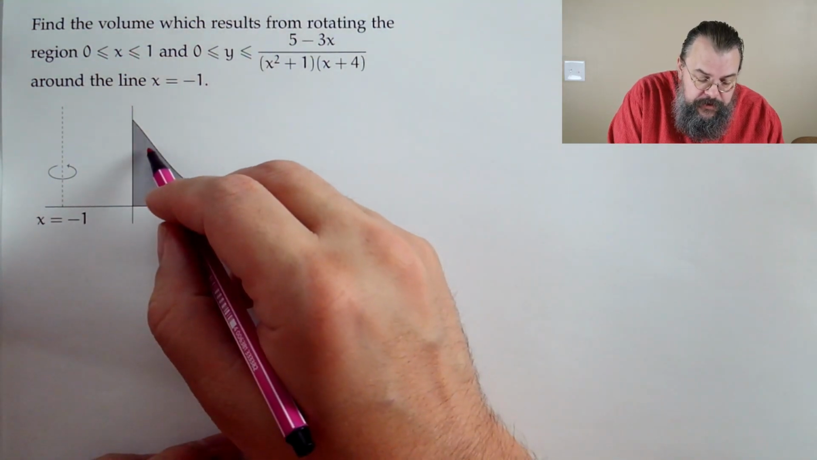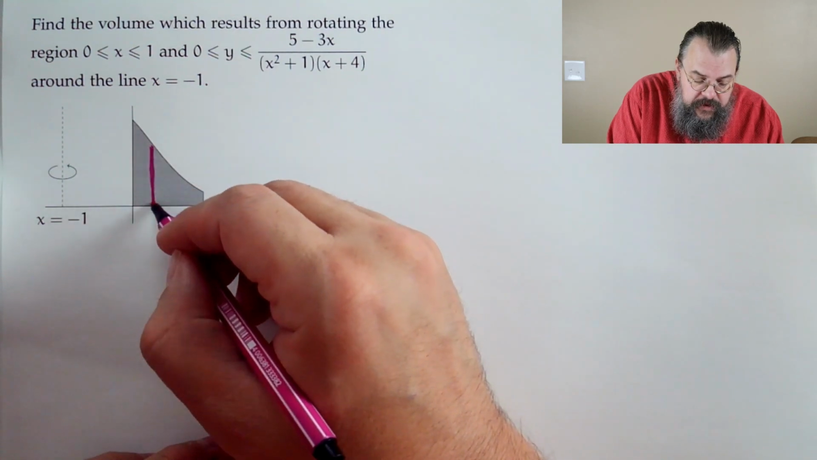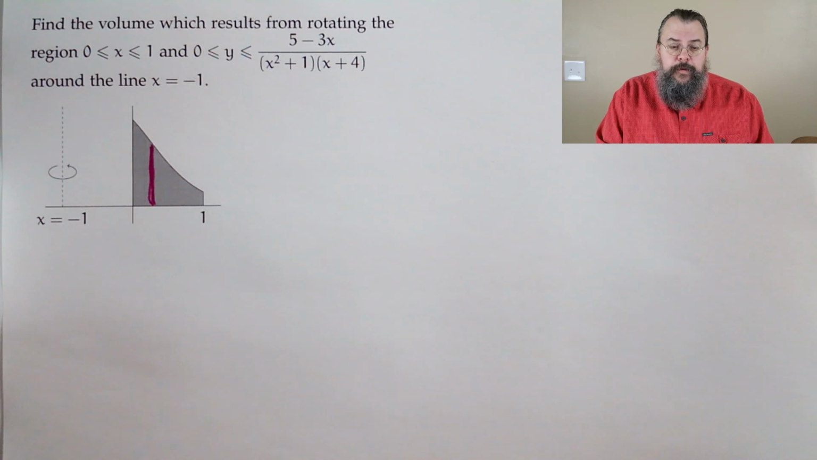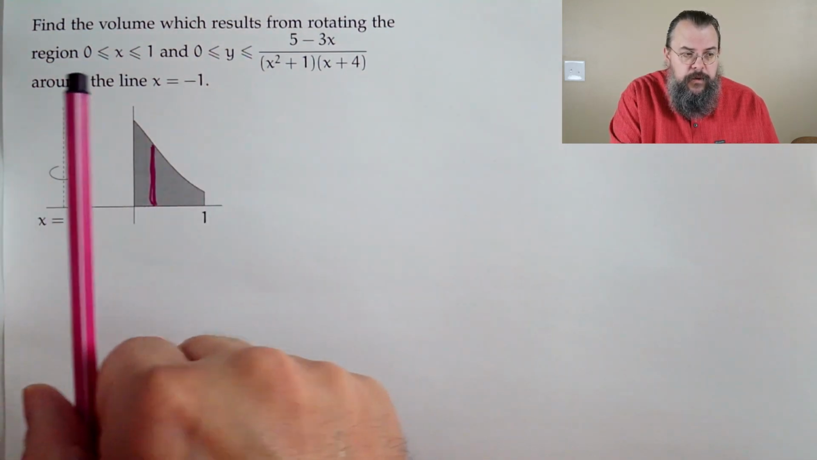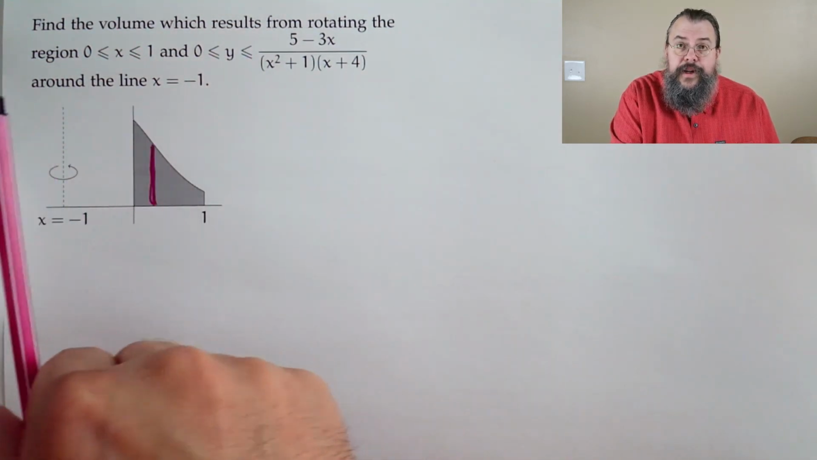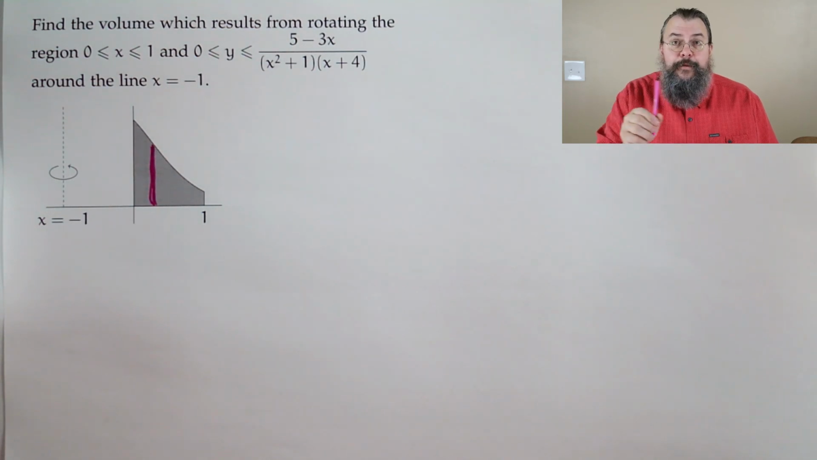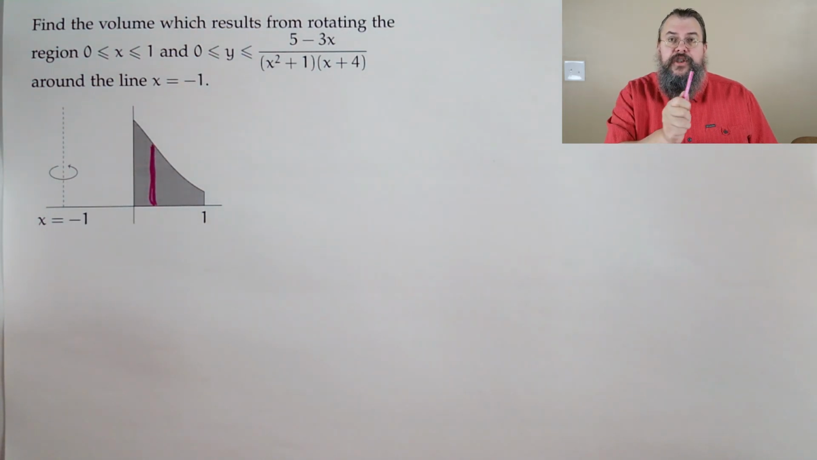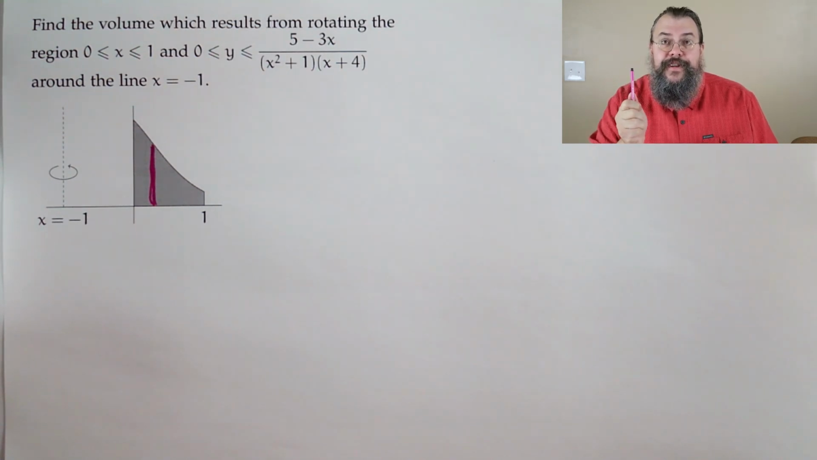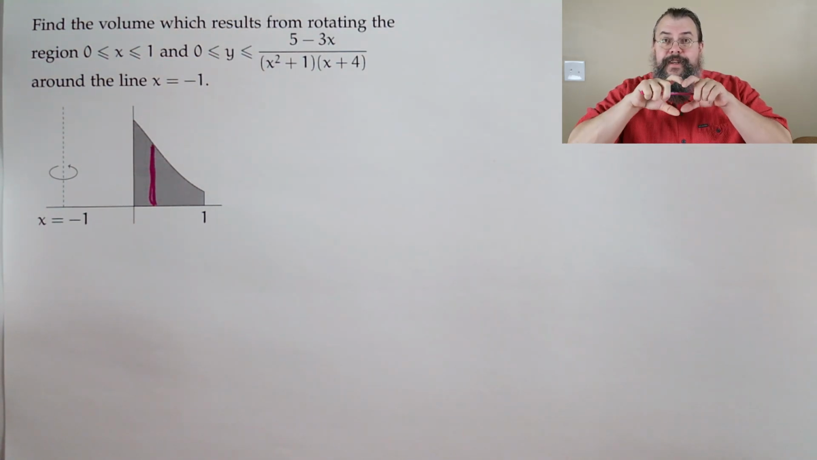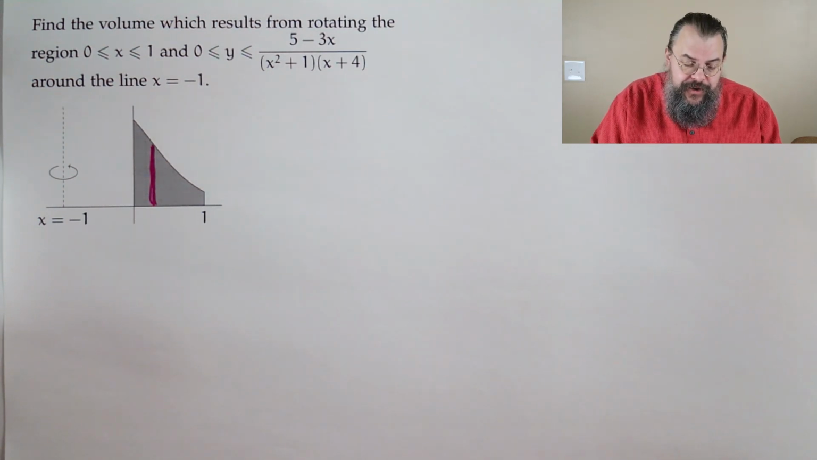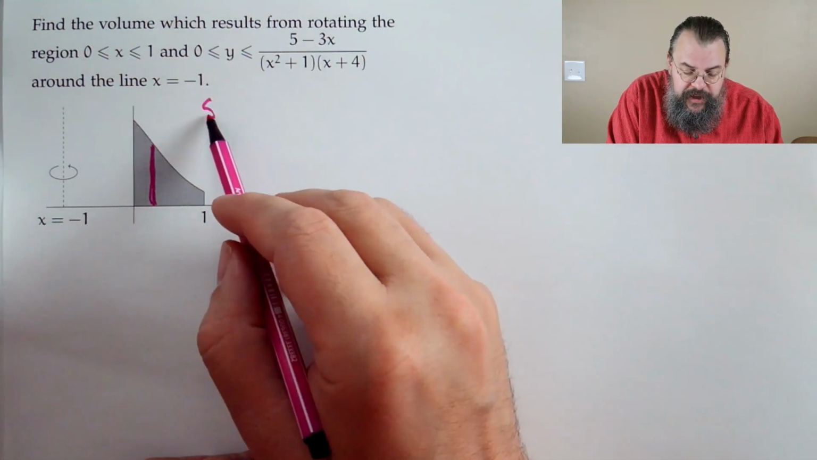So when we think of spinning, we're really thinking of a slice as looking something like this. And we say, okay, what happens if we spin this slice? When we spin that slice, what shape do we form? That will dictate our technique. And we see the shape that's being formed is like a little cylinder. It's a shell. So this is shell method.